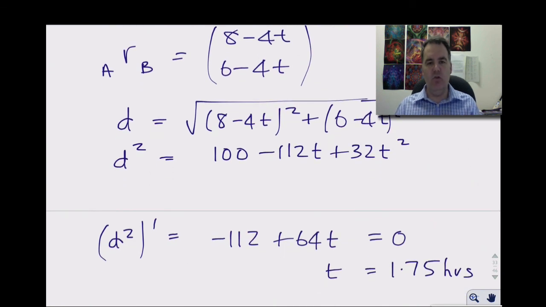So there's two ways of finding the minimum distance between two ships, or anything that are moving along. We've got the vector equations. There's two methods where you can find the minimum distance and time for those two objects.